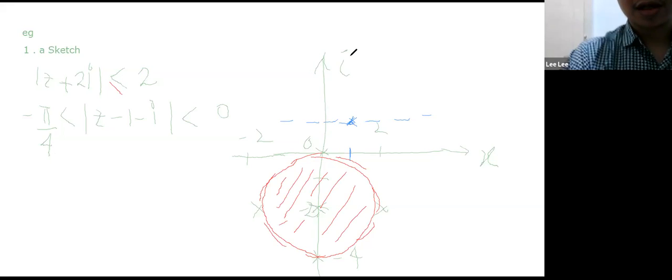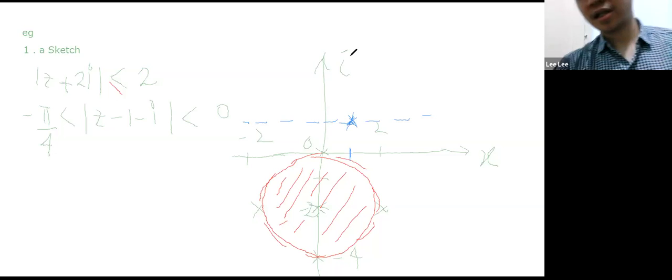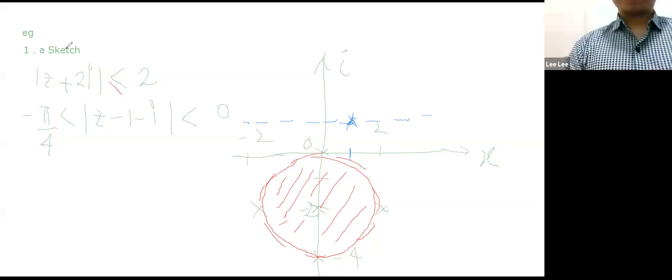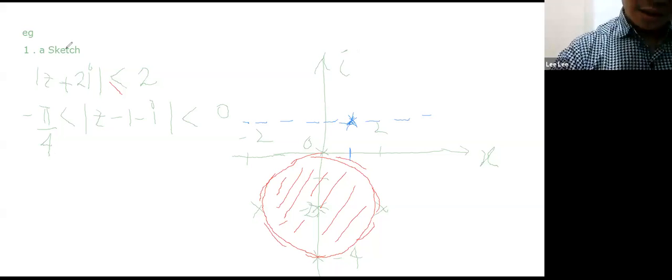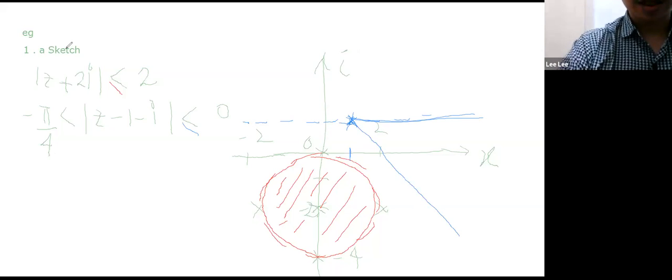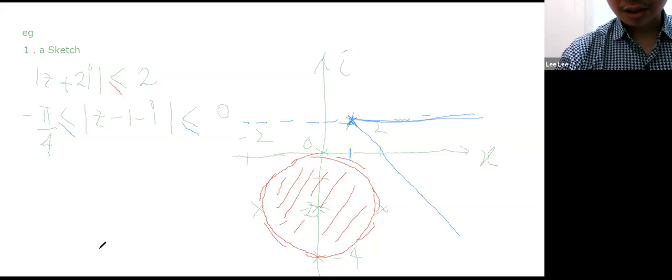This is another one about the argument. So he said 1 and 1, right? He wants the angle to be between what? -pi/4 and 0, right? So it means that here, then this is 0. Sorry, I just changed it to an equal sign, so it is a solid line. So it means the answer is this, right?